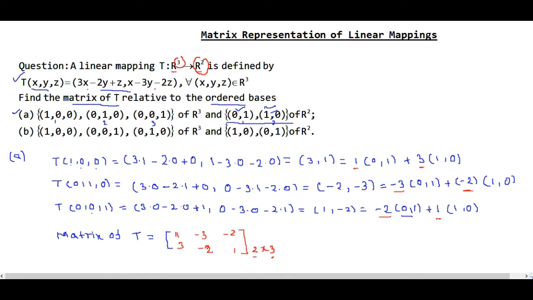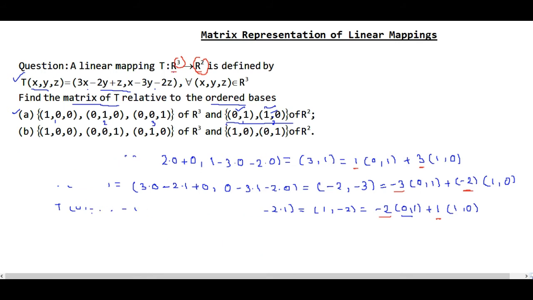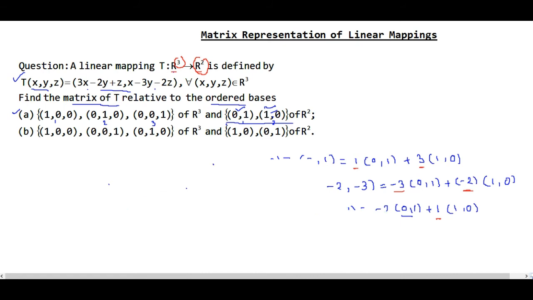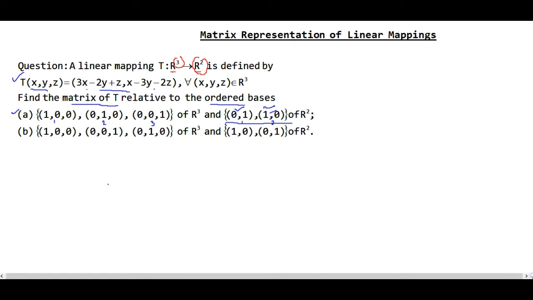So let's do another example to talk about this type of matrix representation again. So we're going to solve the next problem. First let me erase this part. So here we go. First we are erasing the whole part from here. So here we have question B.